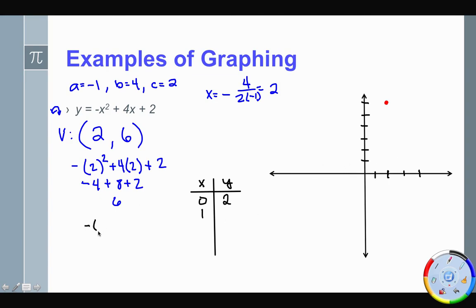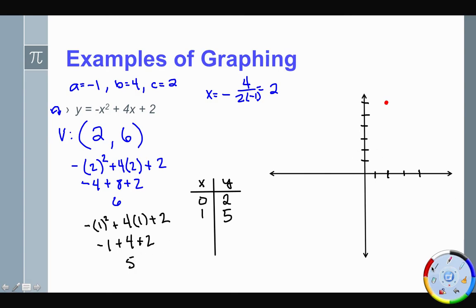We go -1 squared plus 4 times 1 plus 2. And -1 squared is a -1, plus 4 plus 2, and -1 plus 4 is 3, plus 2 is a 5. So that means we get a 5 right here.